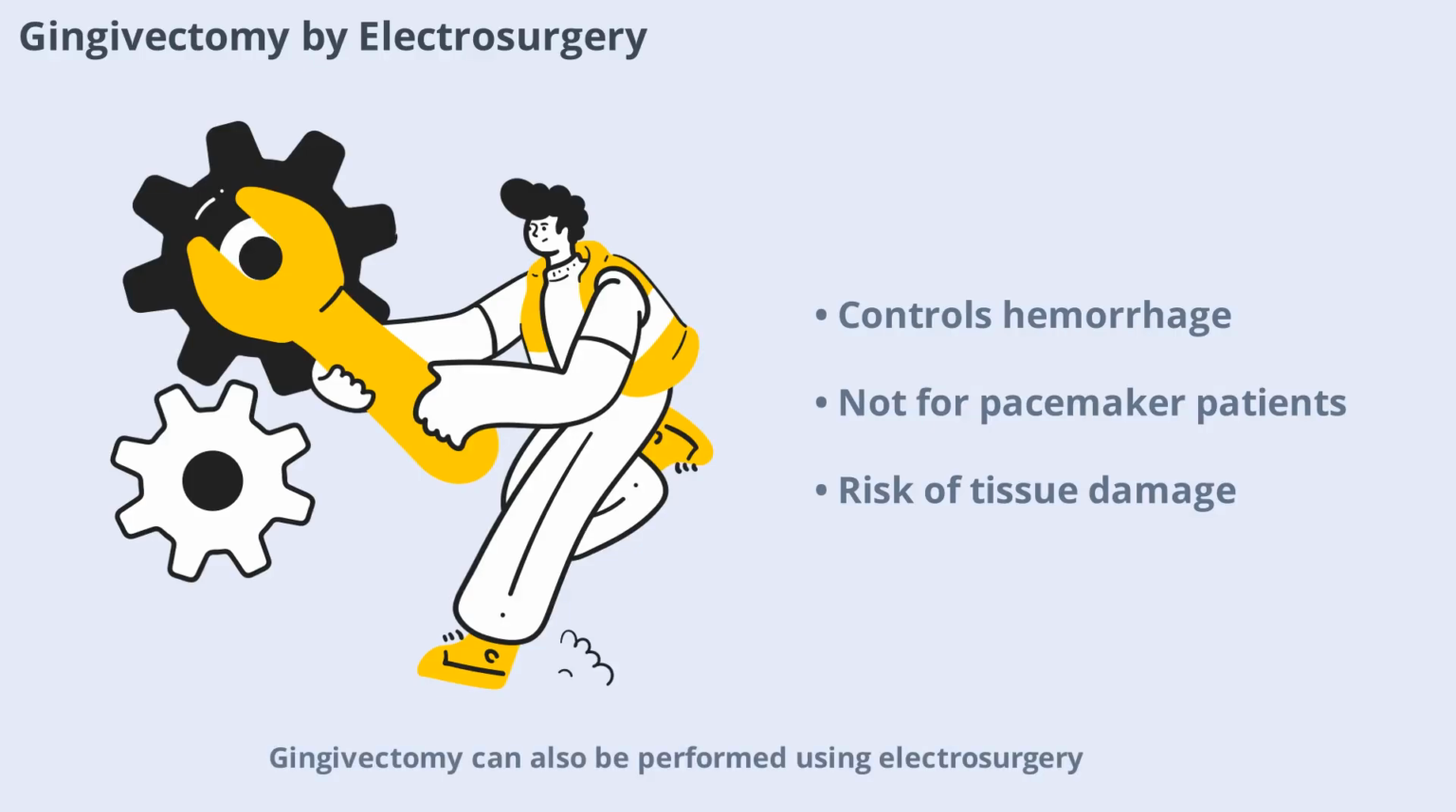Gingivectomy can also be performed using electrosurgery. This method permits adequate contouring of tissues and controls hemorrhage. However, it cannot be used in patients with poorly shielded cardiac pacemakers and may cause unpleasant odor. If the electrode touches the bone, irreparable damage may result. The heat generated can cause tissue damage and cemental necrosis.